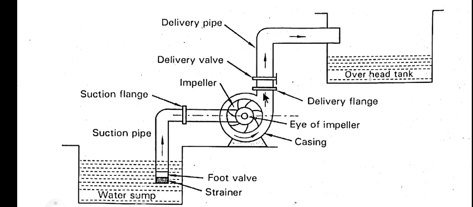Now from the outlet of the pump, the water flows to its desired location. The desired locations might be over a tank, or if you take example of agriculture field, the water will go to the delivered location through the delivery pipe. This is how the centrifugal pump works.